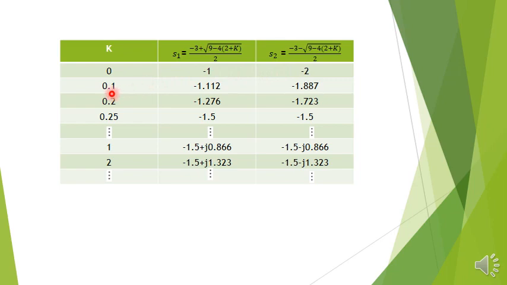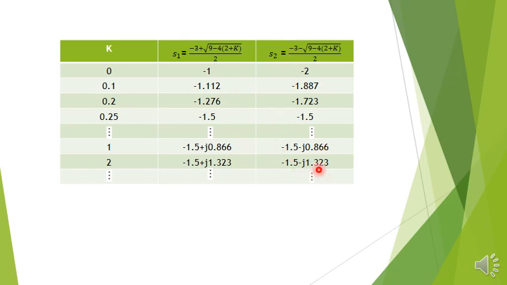When k equals 1, if I substitute here, I will get minus 1.12, and this changes from minus 2 to minus 1.17. When k is equal to 0.2, this pole becomes minus 1.276, and this becomes minus 1.723, and so on. When k is 0.25, if you observe, this is minus 1.5, and this is also minus 1.5. So as I am varying this k, I will get different sets of values for one pole as well as the other pole.